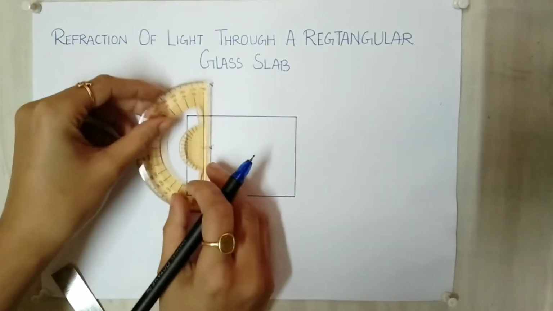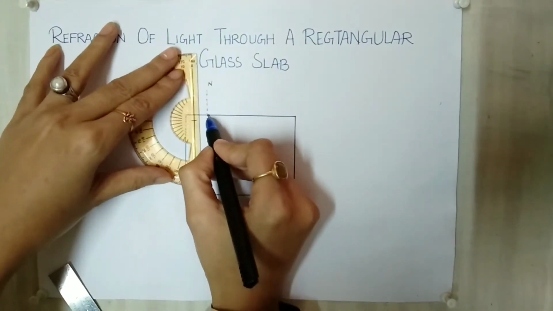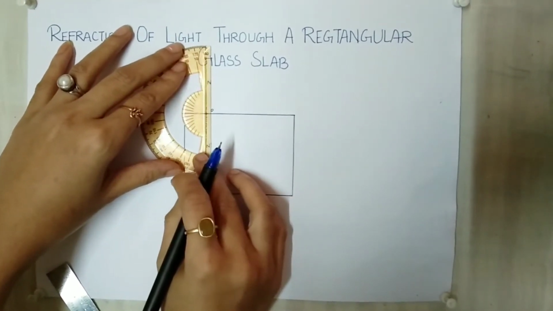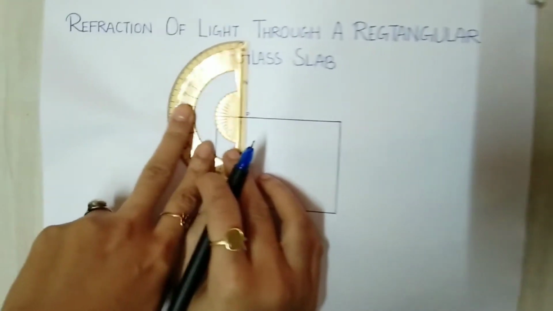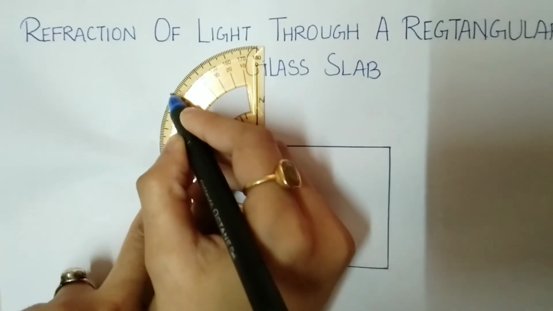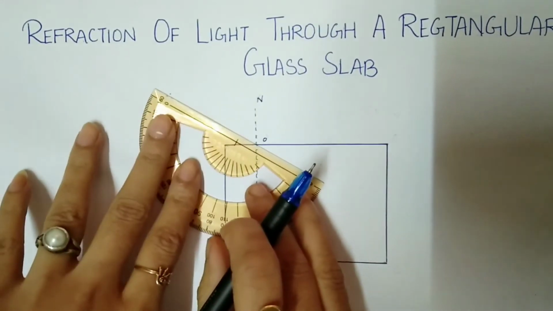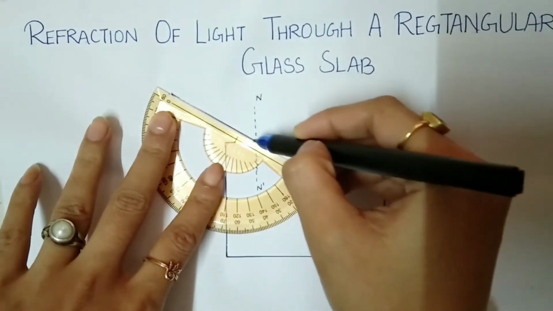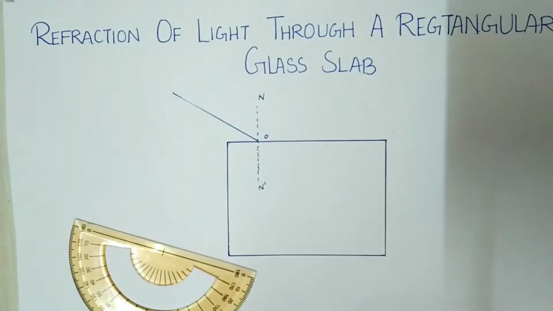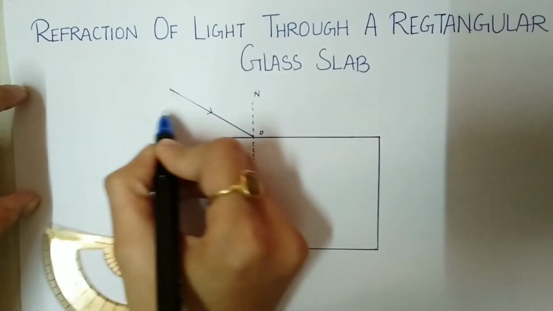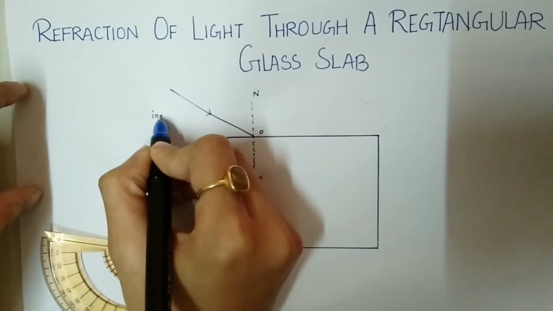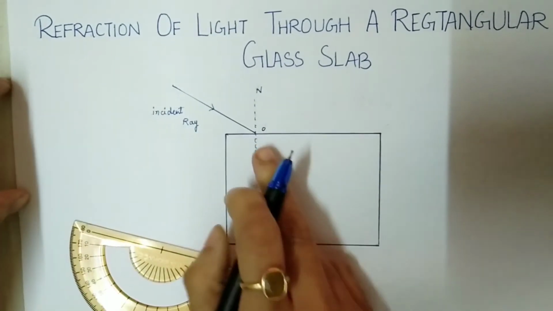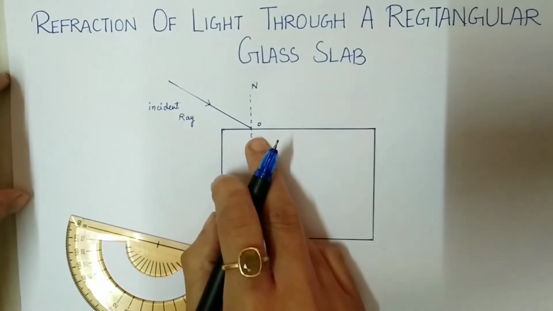Now we have to place the protractor at this point O. And now we have to mark 60 degrees from the normal and then join this point with the point O, and this ray is our incident ray. This point O is nothing but the point of incidence.